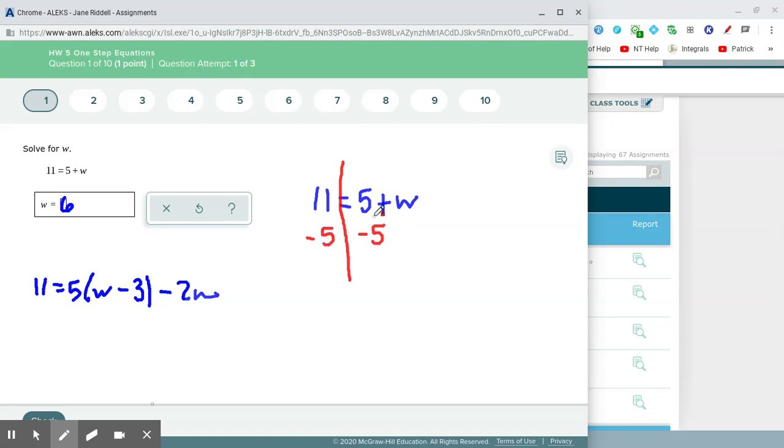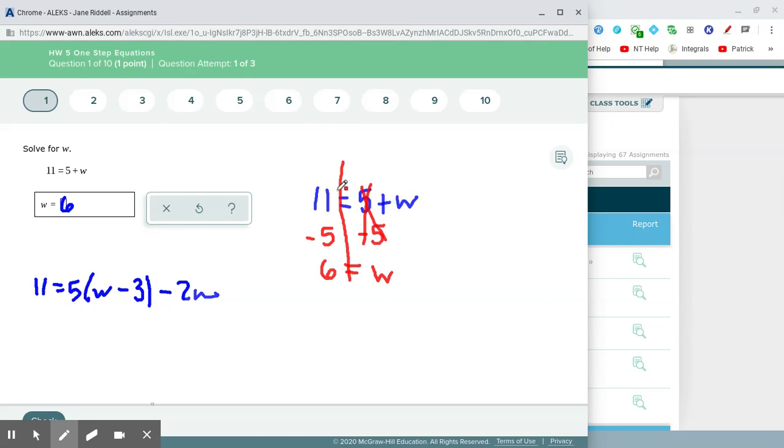So back to the right-hand side. 5 minus 5 cancels out. That's going to leave us with a positive w. Now you can put a plus sign here if you want, but I wouldn't suggest it. We don't normally put a positive sign in front of a 6. If it's a positive 6, you just put 6. So I would just put w. And then on this side, we have 11 minus 5. So 11 minus 5 would give us 6. So w equals 6.